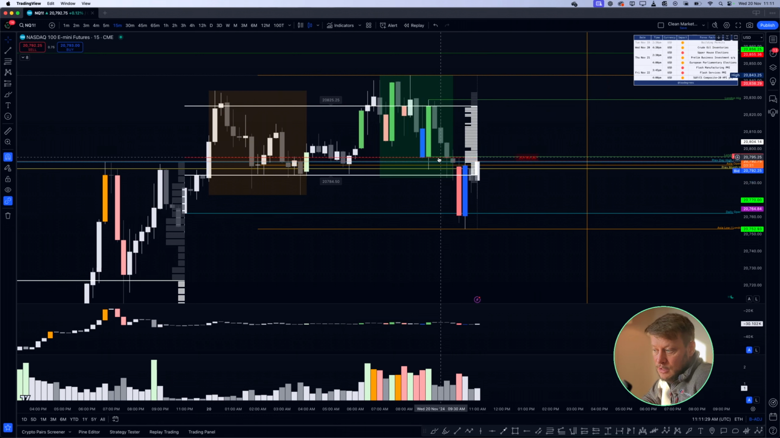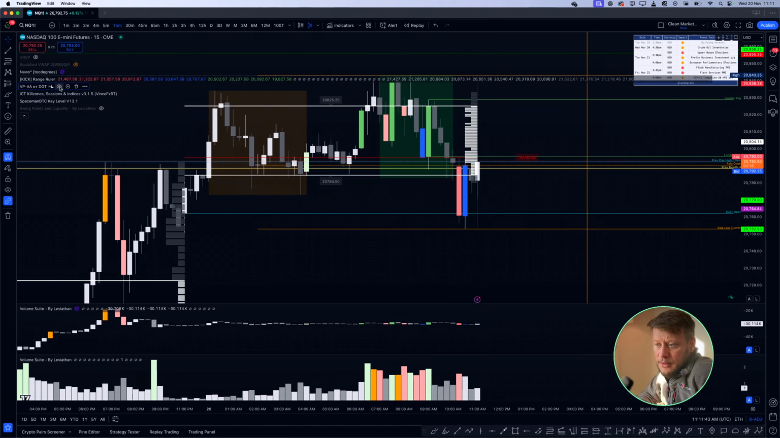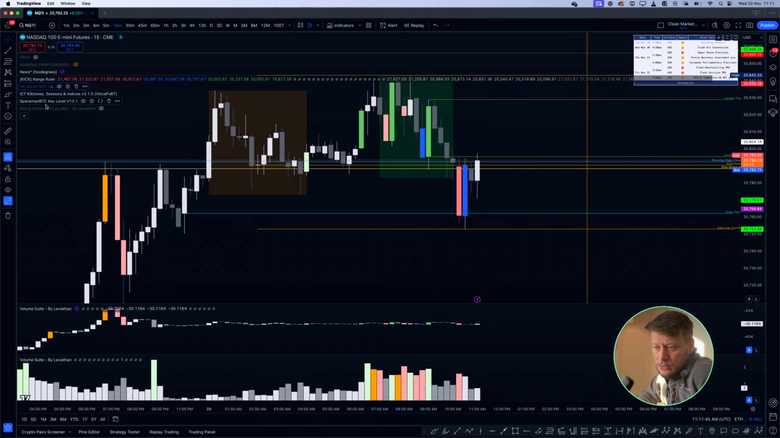How do we react around the point of control? Most volume is being traded there. How do we react around the top of the value area, and how do we react around the bottom of the value area? I don't use these as much in my trading. However, they are still good to have when all else is giving you nothing else.